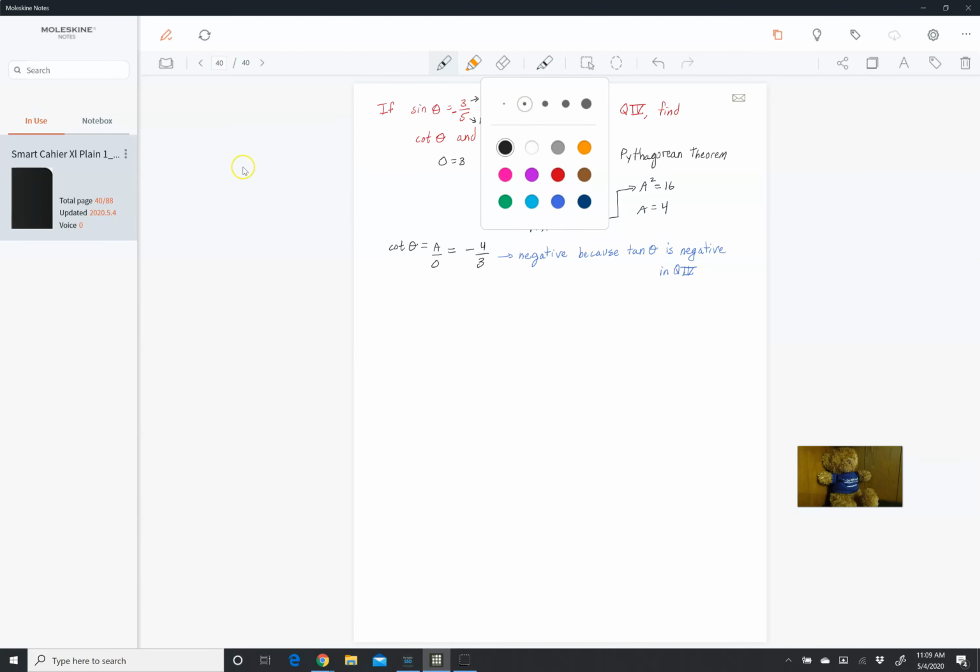Let's find the cosine of theta. So cosine of theta is adjacent over hypotenuse. And we're at quadrant 4. In quadrant 4, cosine is positive. So we could just say that this is 4 over 5. It's positive because cosine is positive in quadrant 4.